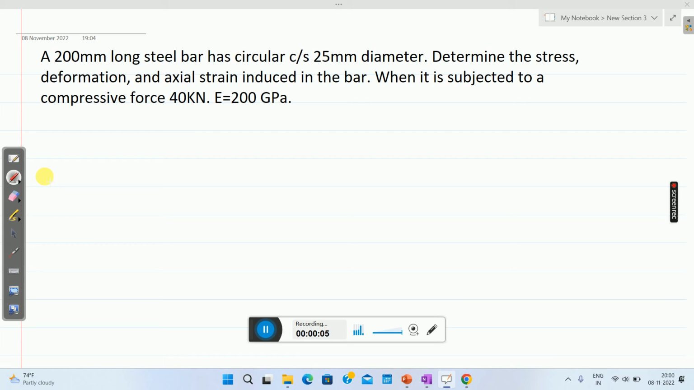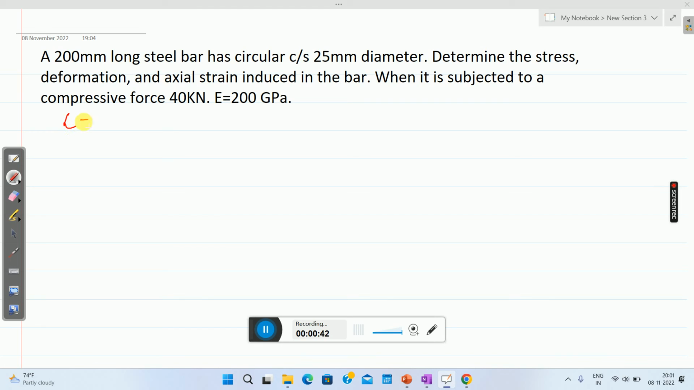So let me solve another simple problem on simple stresses and strains. A 200 millimeter long steel bar has circular cross section 25 millimeter diameter. Determine the stress, deformation and axial strain induced in the bar when it is subjected to a compressive force of 40 kilonewton. Modulus of elasticity 200 GPa.